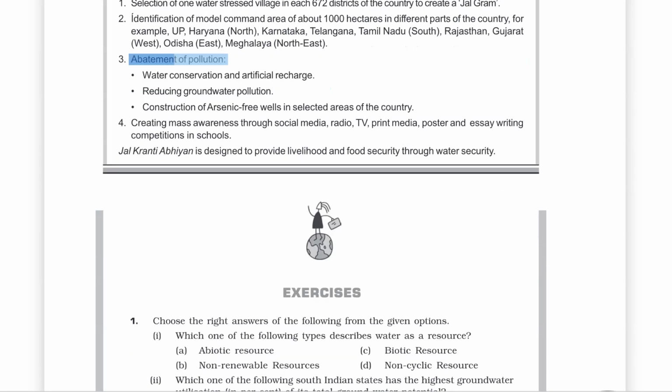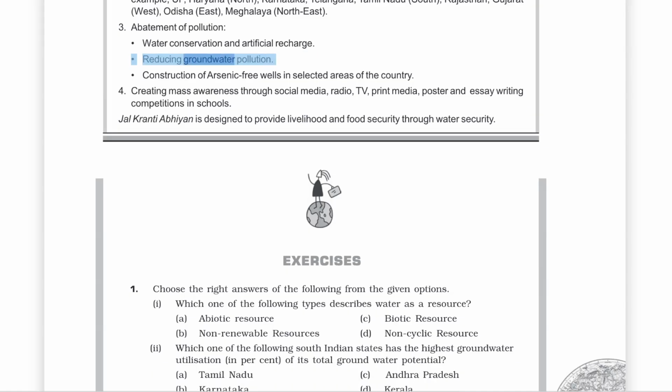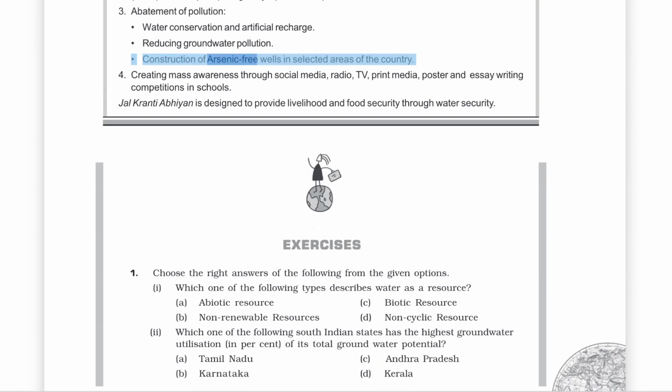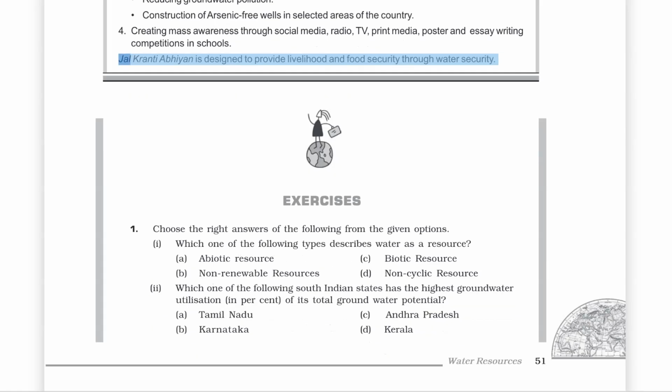3. Abatement of pollution. Water conservation and artificial recharge. Reducing groundwater pollution. Construction of arsenic-free wells in selected areas of the country. 4. Creating mass awareness through social media, radio, TV, print media, poster, and essay writing competitions in schools. Jal Kranti Abhiyan is designed to provide livelihood and food security through water security.